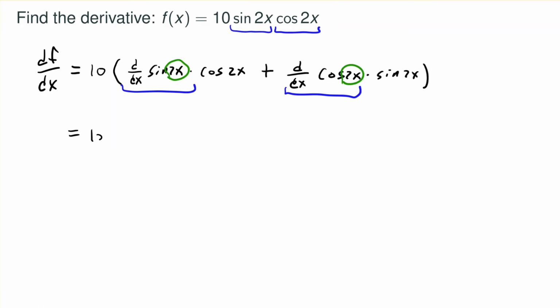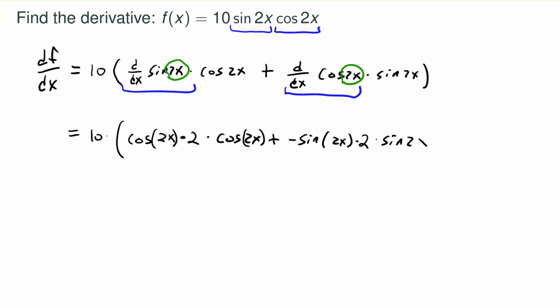So then the derivative is 10 times the entire thing. Derivative of sine is cosine, so we have cosine 2x. We keep the argument, but then we multiply by the derivative inside. Derivative of 2x is 2, times cosine 2x, plus derivative of cosine is negative sine. So we have negative sine, keep the argument 2x. We also put the parentheses here just to avoid any confusion. Multiply by the derivative of 2x, which is 2, times sine 2x.